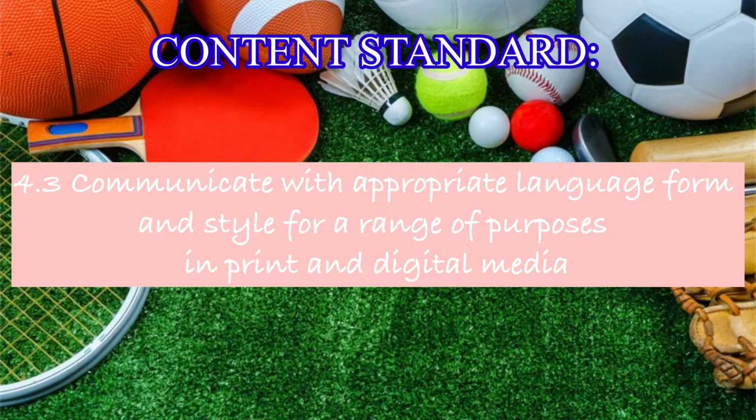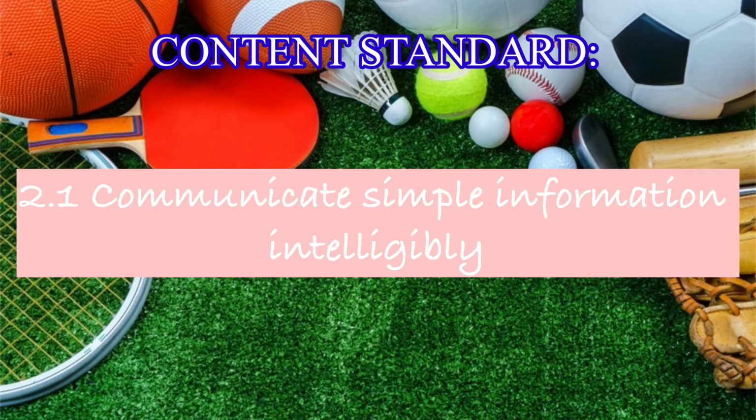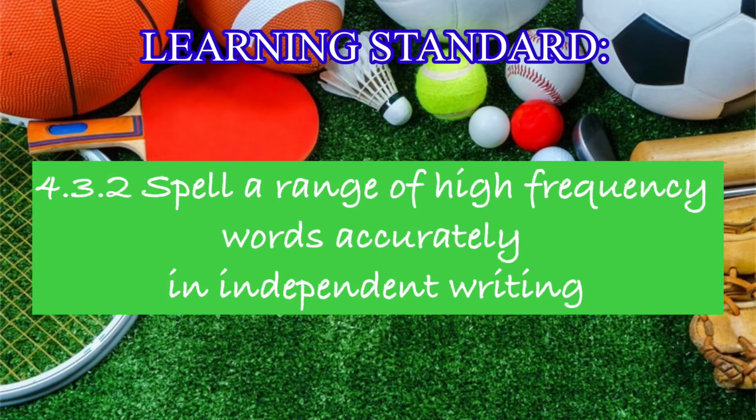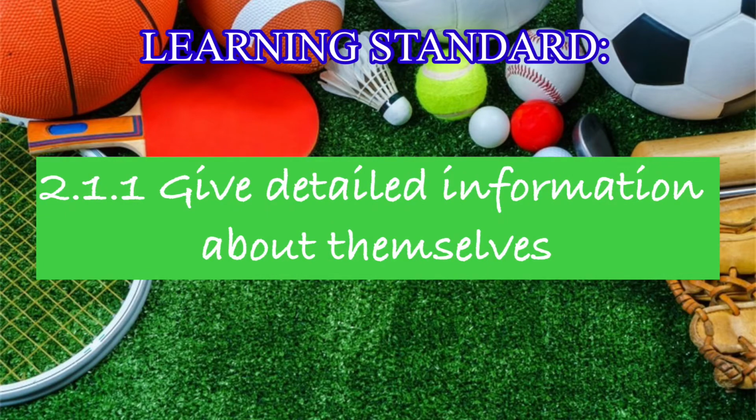Content standard. Main skill: to communicate with appropriate language form and style for a range of purposes in print and digital media. Complementary skill: to communicate simple information intelligibly. Learning standard. Main skill: spell a range of high-frequency words accurately in independent writing. Complementary skill: give detailed information about themselves.